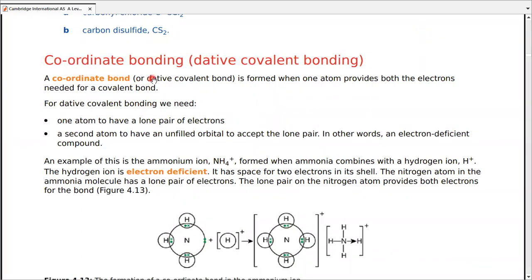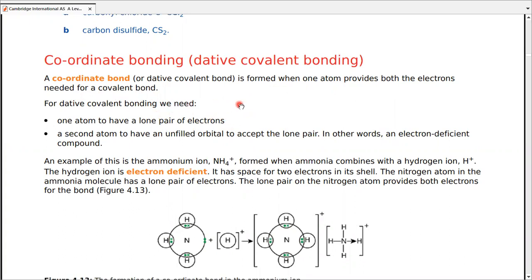Okay, coordinate bonding, coordinate covalent bonding, dative bonding, dative covalent bonding. These are all names for this type of bonding. And we call it a coordinate because when this bond is formed, one atom provides both the electrons that are needed for a covalent bond. So this is kind of a covalent bond, but in this case, the electrons are not shared equally. Actually, one atom provides both electrons.